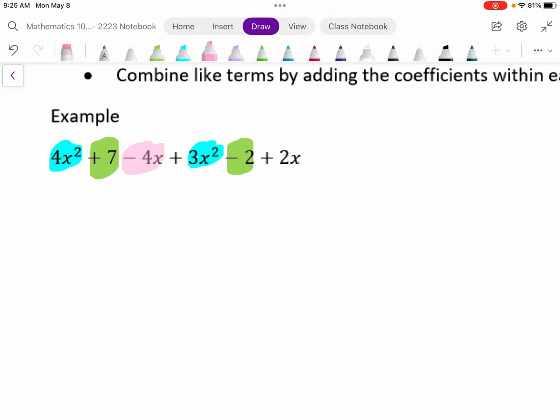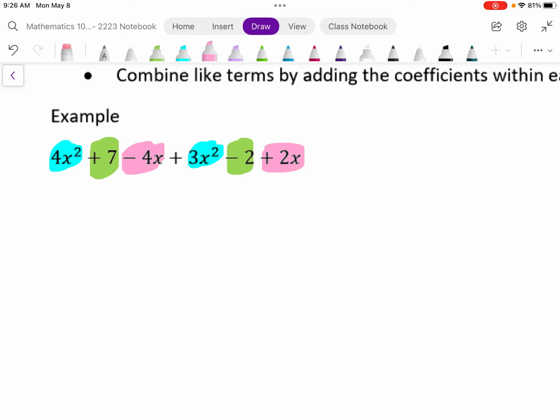Next, I'm going to highlight negative 4x. Is there any other term that is like negative 4x? That is, it's x raised to the power of 1. Sure. That's 2x, so positive 2x.